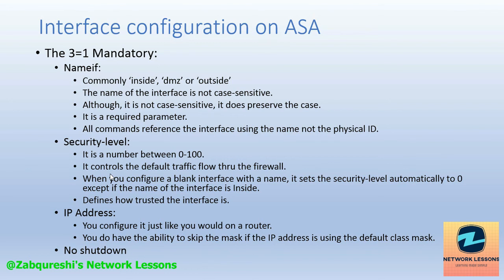Just keep in mind, when you configure an interface with a name, it sets the security level automatically to 0, except if the name is inside. That's what I said in the previous explanation. The security level defines how trusted the interface is, and by default traffic coming from the higher security level and going to the lower security level will be allowed. We will go through this sentence that I said, and I will explain it to you in the coming videos.